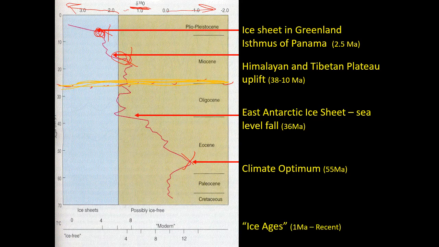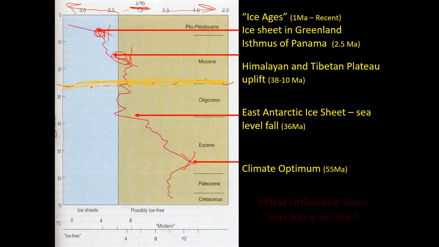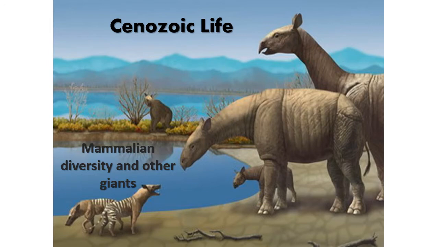So our next question is, how does this have an influence on life? What does this do to life from 65 million years ago to today? How does life respond to these drastically changing climates in this stepwise climate deterioration of the Cenozoic? So let's take a look at that. Let's take a look at Cenozoic life.